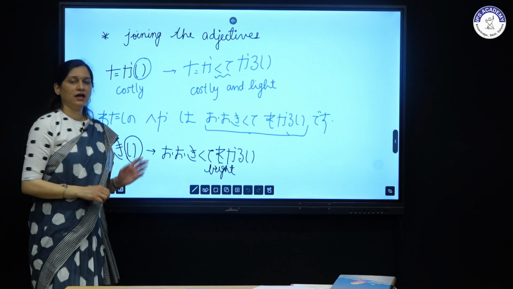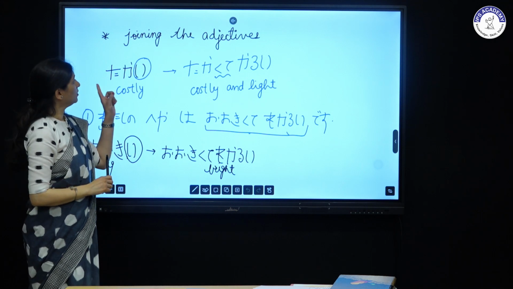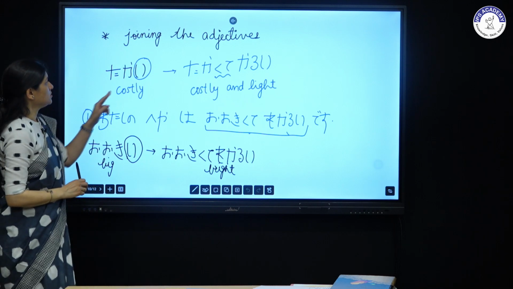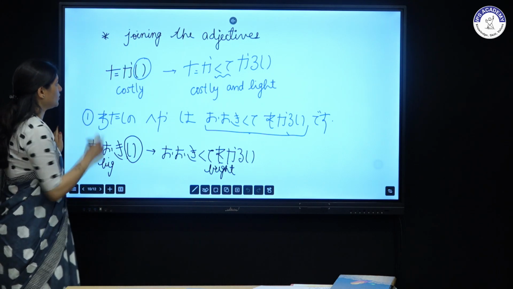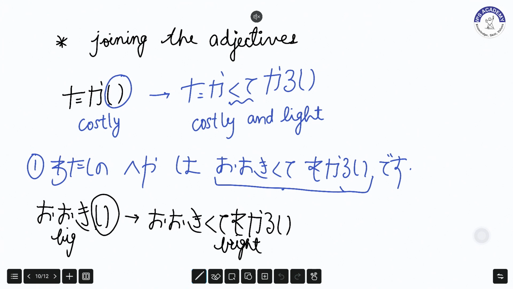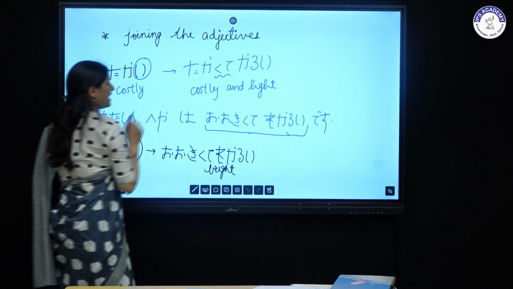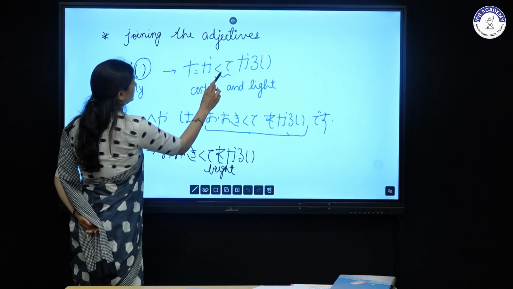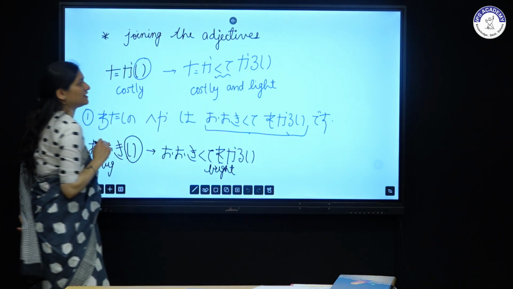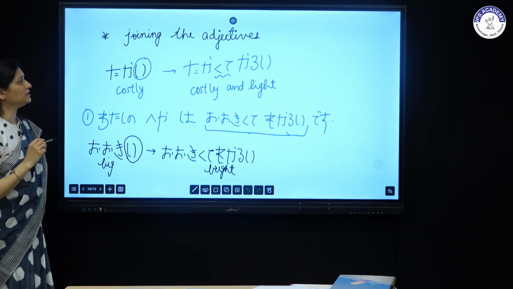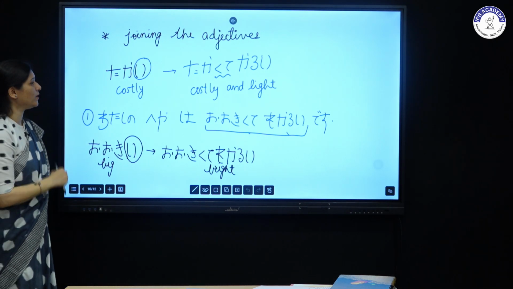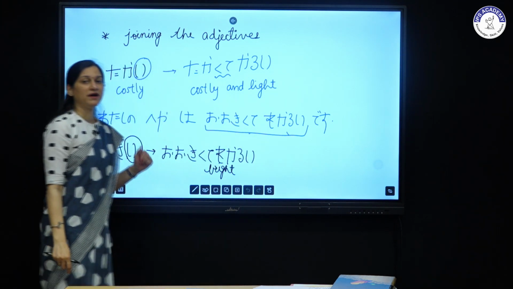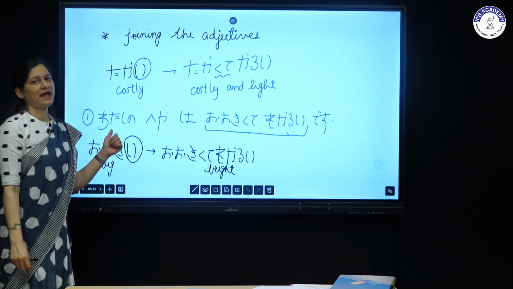Okay. And now we have joined the two adjectives. Yes. So for joining the adjectives, for i-ending adjectives, and then we write the second adjective. Takai, replace i with kute and then write the second adjective, that is karui in this case. Takakute karui, costly and light in weight. Watashi no heya wa ookikute akarui desu. My room is big and bright.